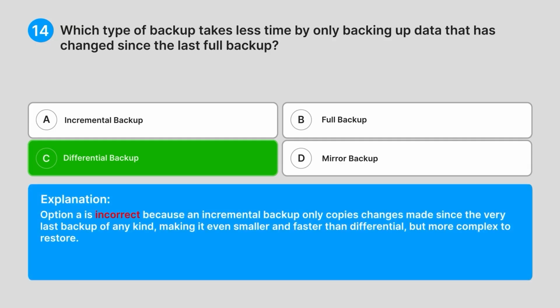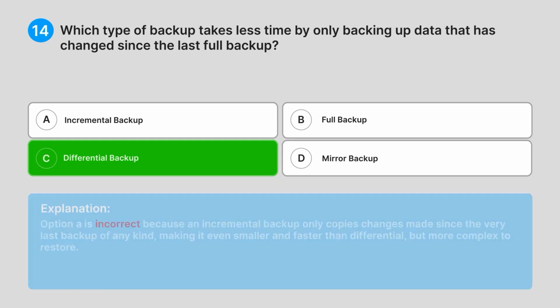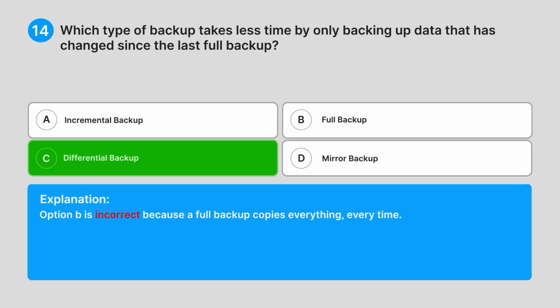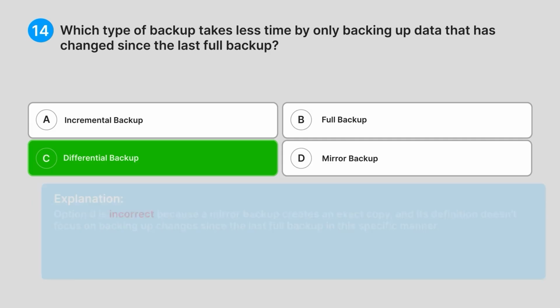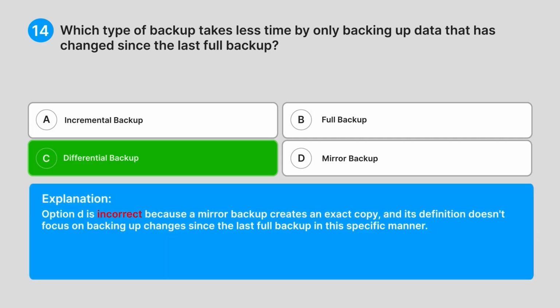Option A is incorrect because an incremental backup only copies changes made since the very last backup of any kind, making it even smaller and faster than differential, but more complex to restore. Option B is incorrect because a full backup copies everything, every time. Option D is incorrect because a mirror backup creates an exact copy, and its definition doesn't focus on backing up changes since the last full backup in this specific manner.